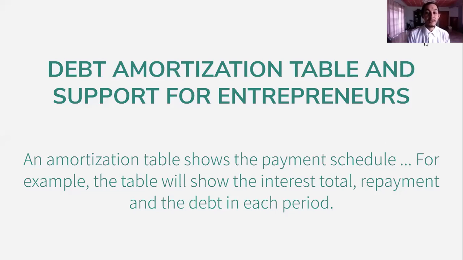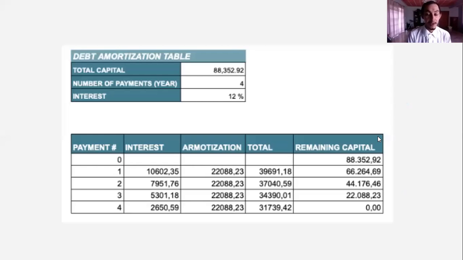Now, debt amortization table. This is actually a form of support for entrepreneurs because the table shows the payment schedule. For example, the table will show the interest total, the repayment date, the repayment debt, and the debt in each period of the remaining balance. Here we have the total capital, the number of payments in years, the interest rate, and then once we go to our table, we begin with the payment number, interest, amortization, the total, and the remaining capital.